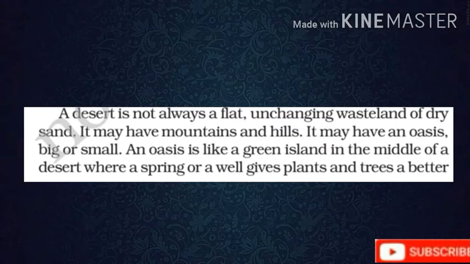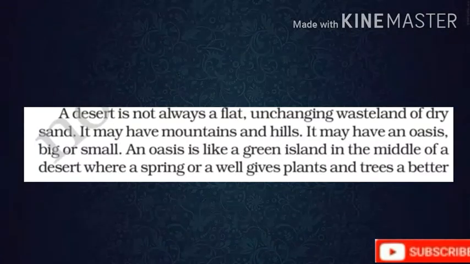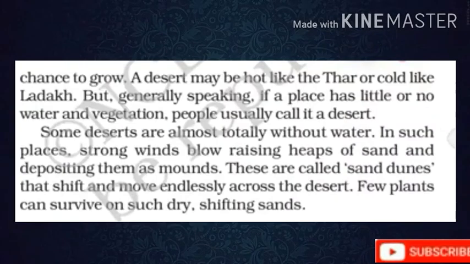A desert has a variety of people, animals and plants. It may also have an oasis, which is like a Greenland in the middle of a desert. An oasis is a place in a desert having water and plants. A desert may be hot like the Thar or cold like Ladakh, but generally speaking, if a place has little or no water and vegetation, people usually call it a desert.